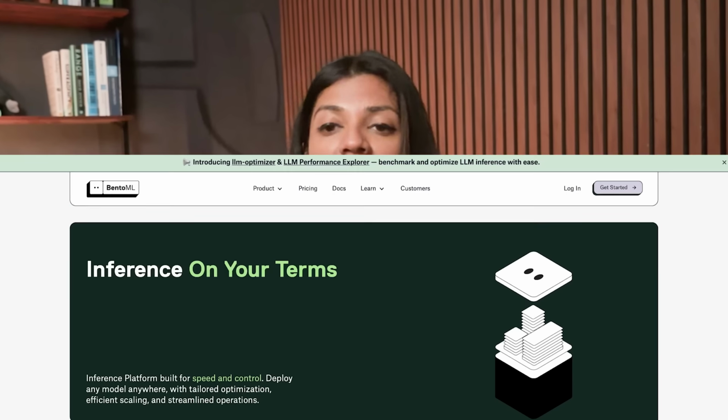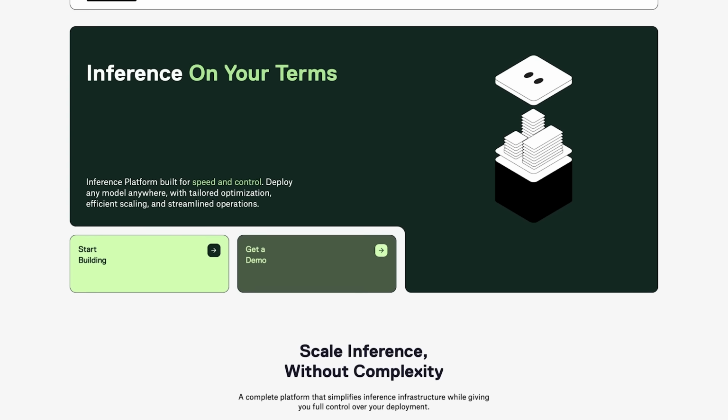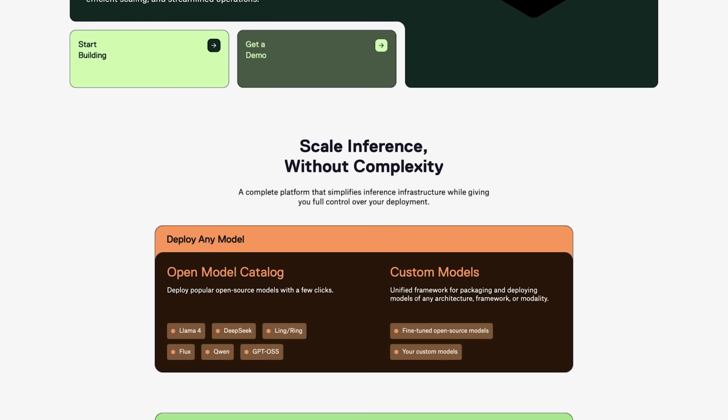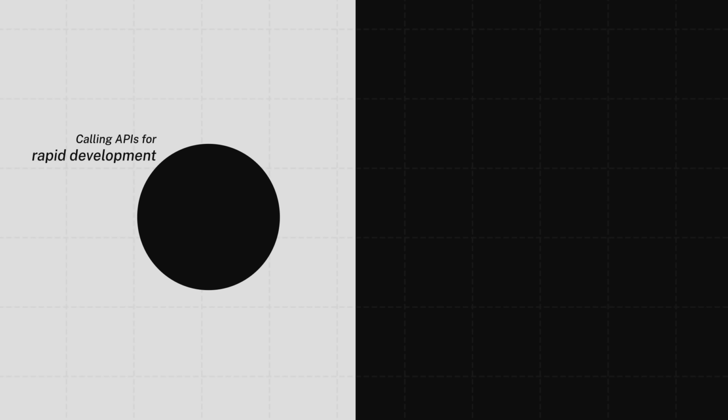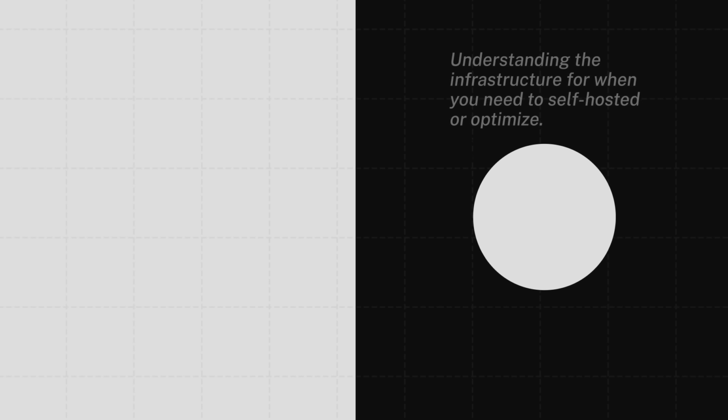And finally, we have BentoML. It is also a great platform for packaging and deployment discipline. Reproducibility packaging, API schema design, container native serving. This is where your ML engineering fundamentals meet the production deployment. So the bottom line here is you need to be comfortable on both sides: calling APIs for rapid development and understanding the infrastructure for when you need to self-host or optimize.